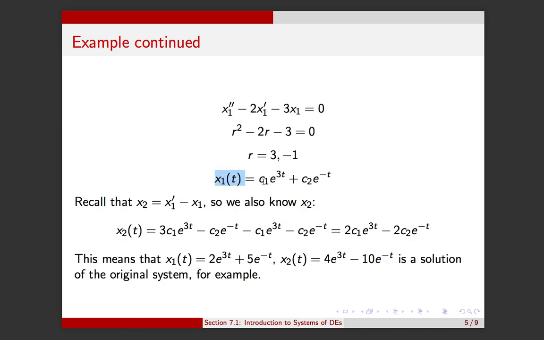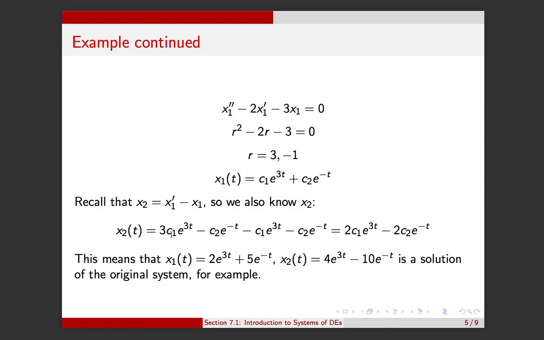So here's the solution. For x1 of t, the roots of the characteristic equation are 3 and -1. So x1 of t is this. And boom, you have now learned what one of the functions was. Recall, though, that you must learn what both x1 and x2 are. You need to know both variables that simultaneously solve both of the original DEs. But since we know that x2 is the derivative of x1 minus x1, what does that mean? That means if you know x1, you know x2.